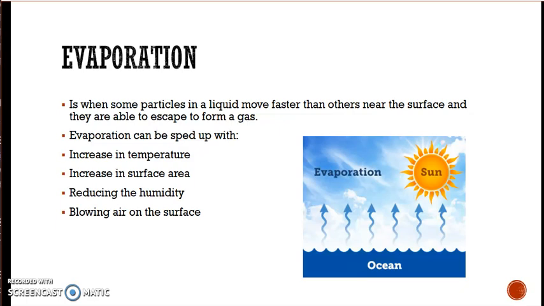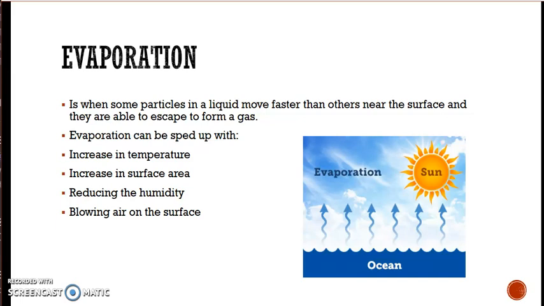Evaporation is when some particles in liquid move faster than the others near the surface, and they are able to escape to form a gas. So for example, the sun's radiation comes over and hits one of the particles, which freaks out like, oh my god, the radiation hit me so hard. And after that, it's like, okay, screw this, I'm out of here, and then it flies off. That's basically what evaporation is.